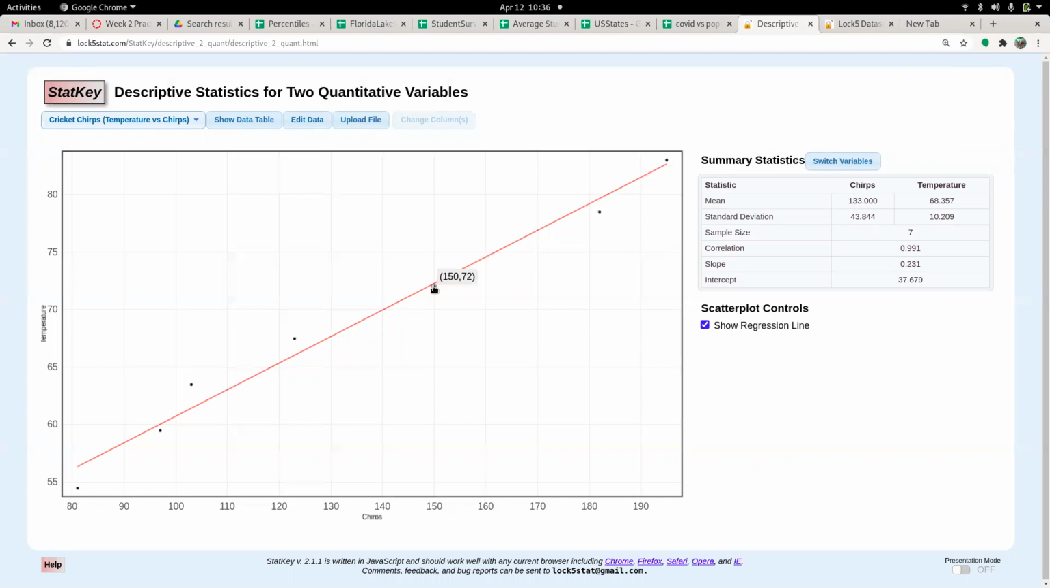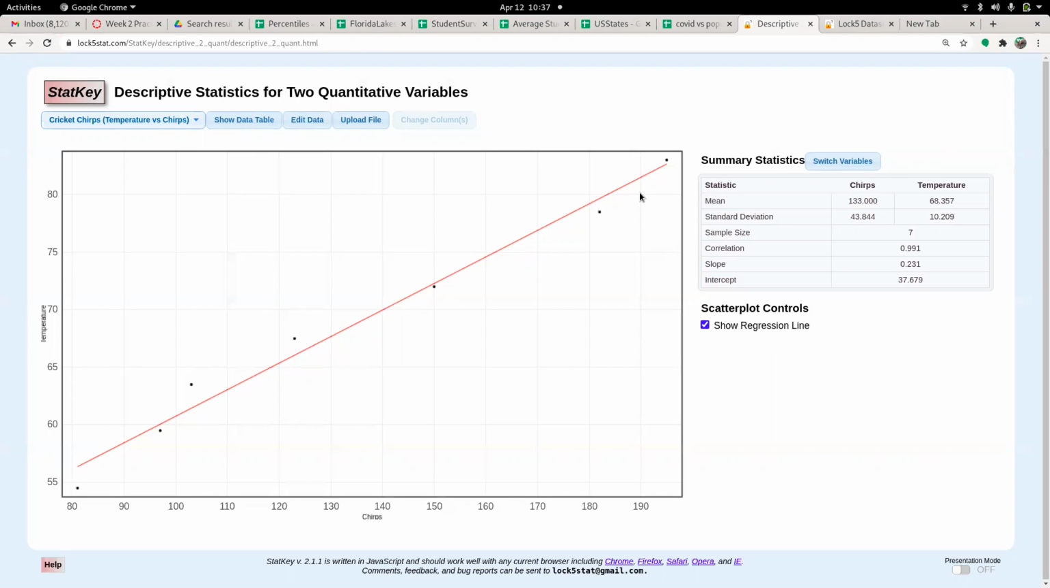So each point is a different one. So this one, a cricket was heard chirping 150 times a minute, temperature was 72. These guys line up pretty well. Now, there's not a lot of points, so that's also a concern. This is a very small data set, but there are other bigger data sets out there that show pretty much a similar thing, that as the temperature increases, the number of chirps increases.